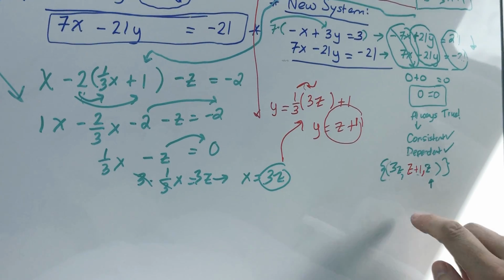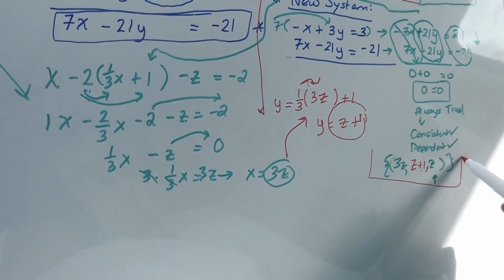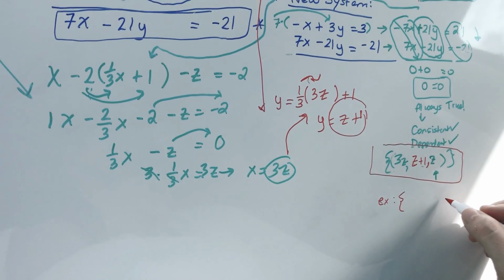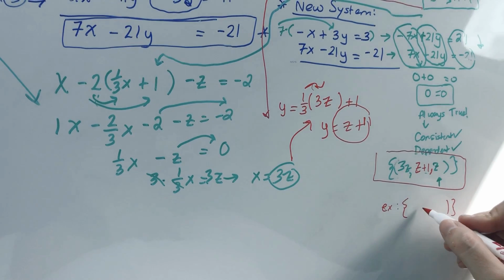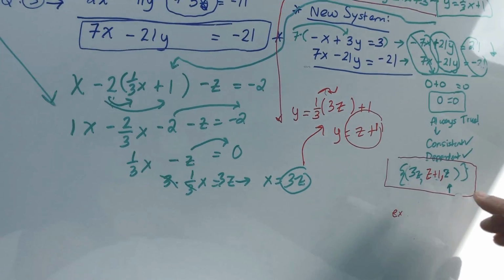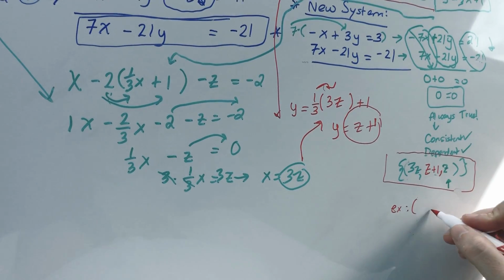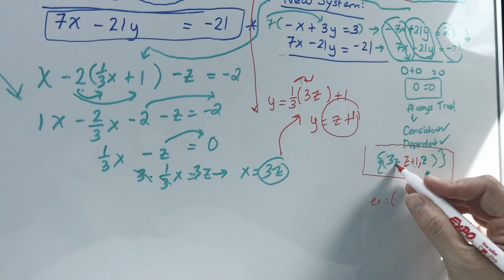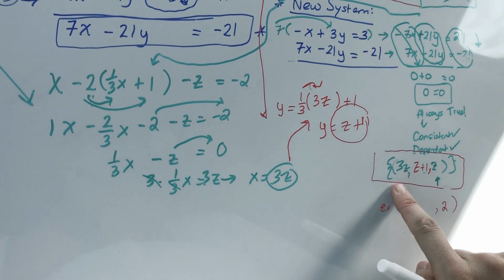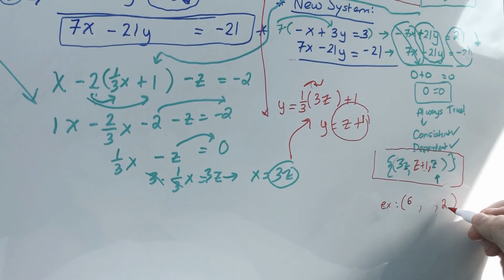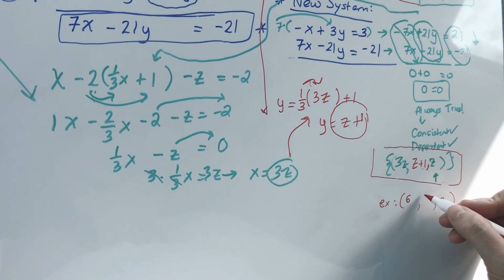So what we're saying is you have infinitely many points which are going to be solutions. Examples of these points could be, for example, let's say that x would be the point. Let me not use the braces because that's the whole system. So an example of one of these points would be an ordered triple, like if z was 2. So then x would be 3 times 2, which is 6, and y would be z plus 1. So 1 more than z, 2 plus 1 is 3.